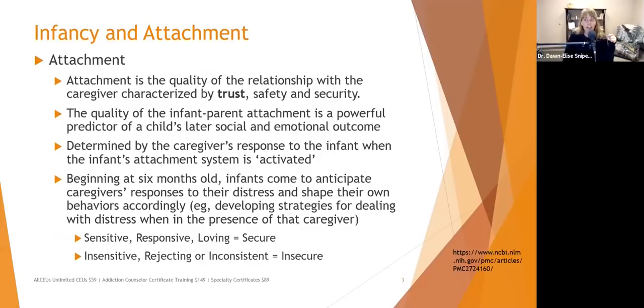Attachment is determined by the caregiver's response to the infant when the infant's attachment system is activated. So when the infant is hungry, angry, well, I guess angry doesn't work. That's addiction. Hungry, angry, lonely, and tired. But same sort of thing for infants. If they're cold, if they are too hot, if they are hungry, if they're scared, if they're tired, that attachment system is going to activate. Something is needed. They are not okay right now. And they cry. If you've been around infants, you know that infants have unique cries for different states that they're in. And a lot of the cries sound similar between children.